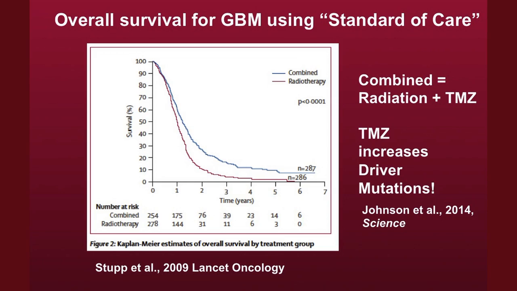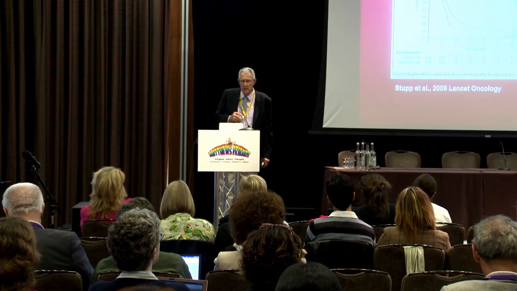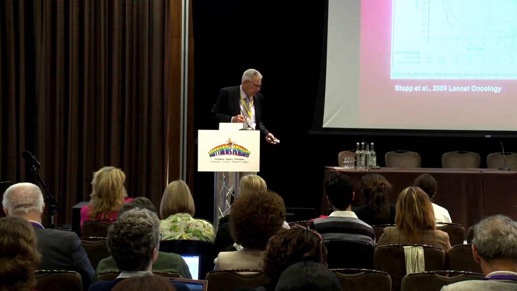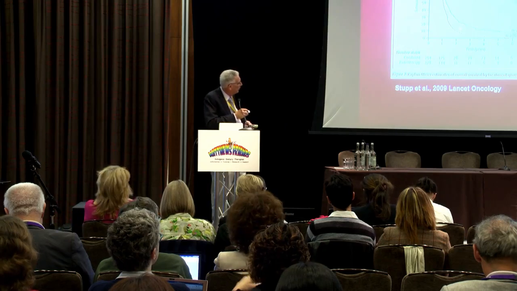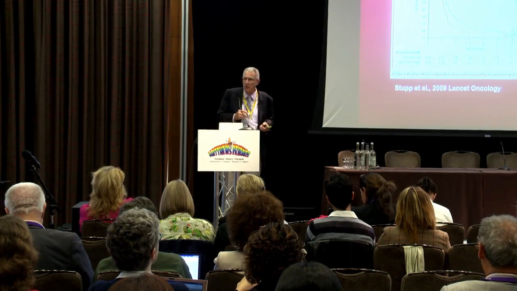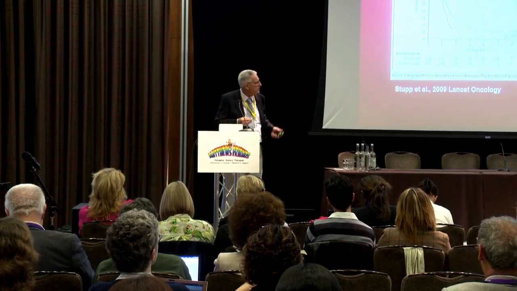So a paper just came out from Johnson at UCSF: temozolomide increases driver mutations tenfold in the tumor tissue. And I said to myself, well, wait a minute now. These driver mutations, aren't they, what do they drive? They drive progression. Okay, why are these people living longer if they have all these extra driver mutations? You say, well, how does that work?